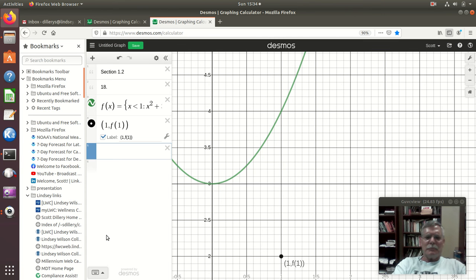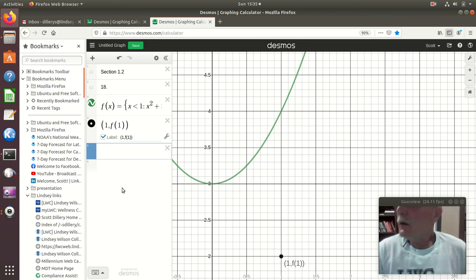And let's see, I don't think Desmos does limits. So we really don't have a nice way to do limits within Desmos per se, other than to look at it graphically or in a table. Okay, so that was number 18.